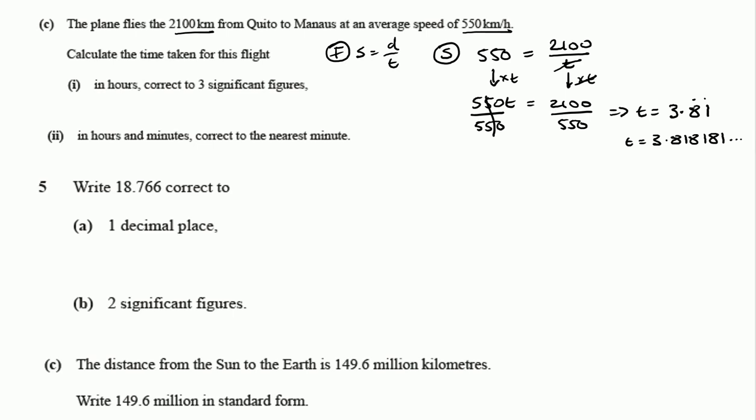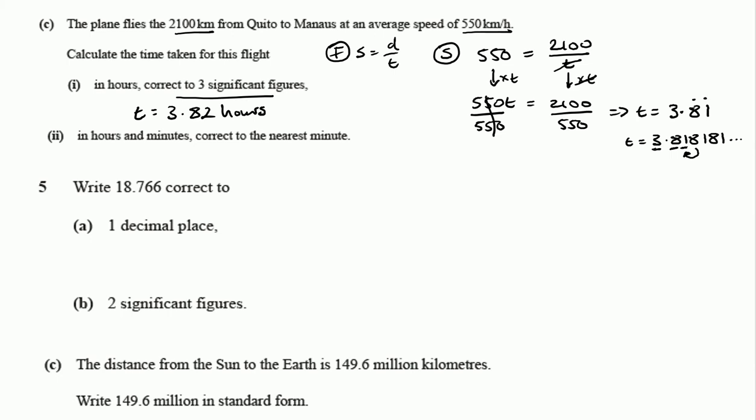This is of course in hours because my speed was given in kilometers per hour, and I'm asked to give my answer to 3 significant figures. That's why it's so very important to watch out for these little recurring dots, because it's going to change my answer. If I think the answer is just 3.81, I'll write that down, but I'll be wrong. To 3 significant figures, there's my first, there's my second, there's my third, but I do look at this next figure, and I realise I have to round that 1 up to a 2. So my time is 3.82 hours to 3 significant figures.